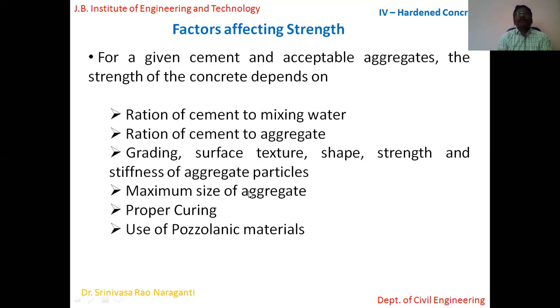Then maximum size of aggregates. As I said, we usually use 20 mm for normal construction works. 20 mm is the maximum size, but sometimes we may go up to 40 mm. In very rare cases, we go for 80 mm. That's very rare. For huge works we sometimes go for 40 mm, but 20 mm is the usual maximum size of aggregate for normal construction works. So that also has bearing on the strength of the concrete.